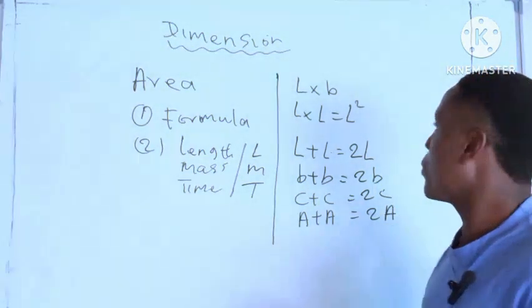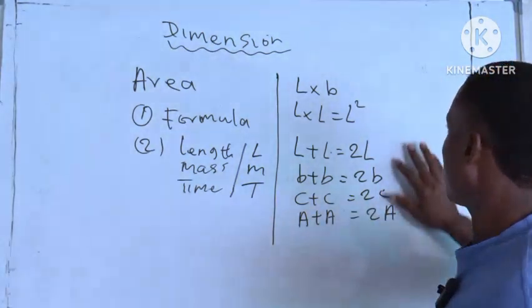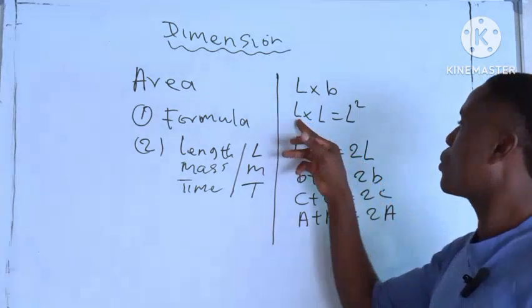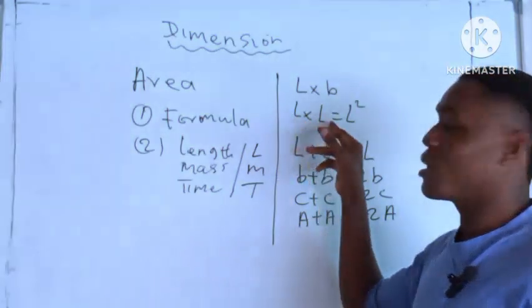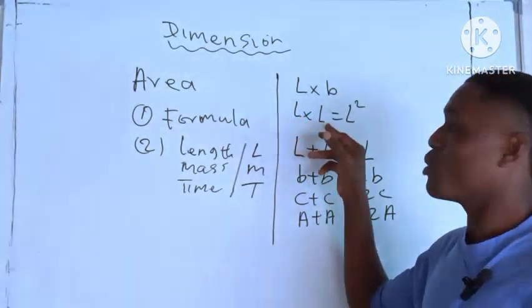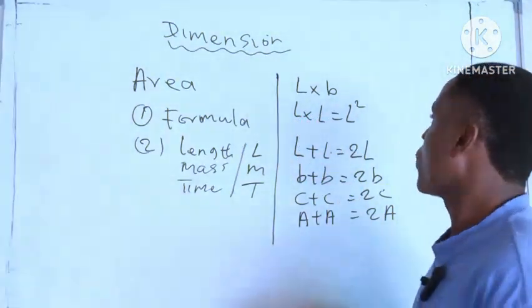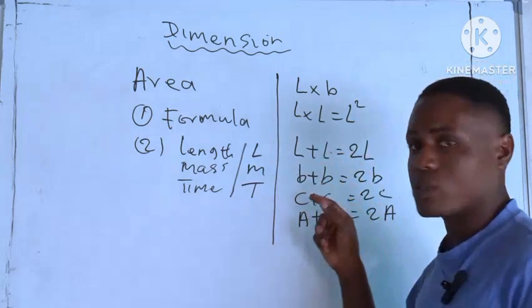Are you getting it? Now, but look at this one. This one, the two alphabets, are they the same or not? Are they the same or different? They are the same alphabet, right? But the middle is not plus.